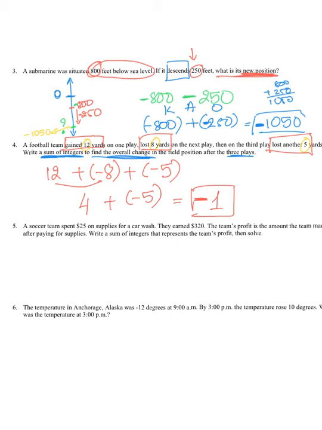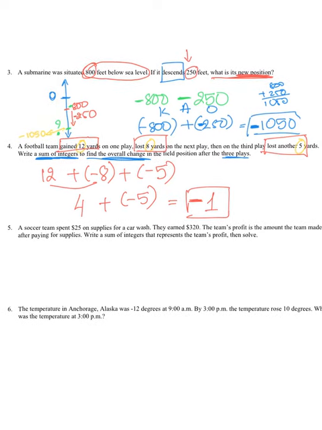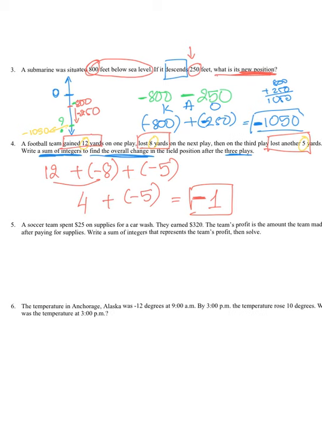A soccer team spent $25 on supplies for a car wash. They earned $320. What is the team's profit? Profit is the amount the team made after paying for the supplies. Write the sum of integers that represents the team's profit and then solve it. Circle the numbers. Okay, and then underline the question. Write the sum of the integers and then solve it. Box the keywords, spend $25 and then earn $320.